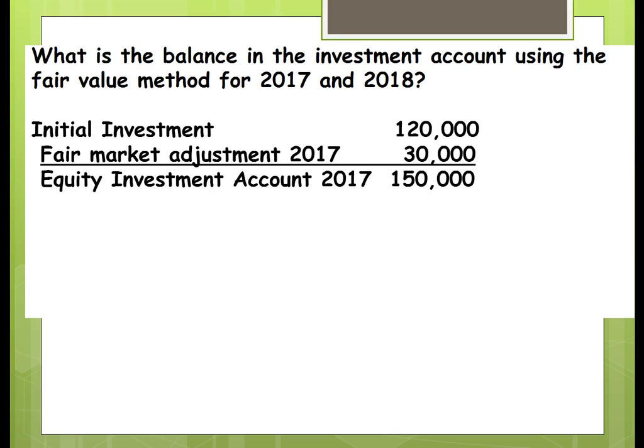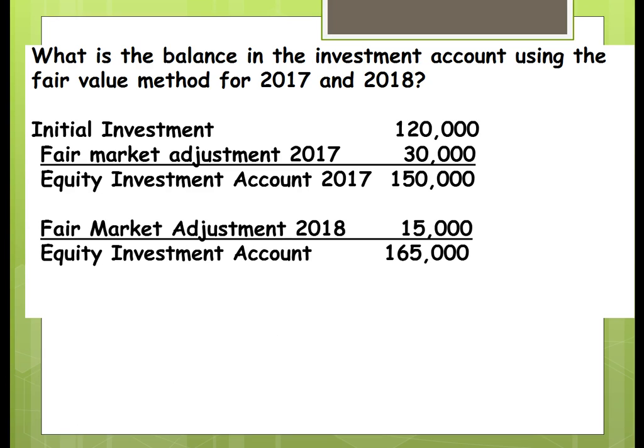Okay, the initial investment would be $120,000, and we adjust for the fair market adjustment to get us up to $150. Remember, dividends have no impact on that investment account. And then again, we would adjust for 2018 to get us up to the $165 balance. And that concludes our Part 2 presentation on how to use the equity method when accounting for investments in other company stock, or the fair value option if we choose to elect that.